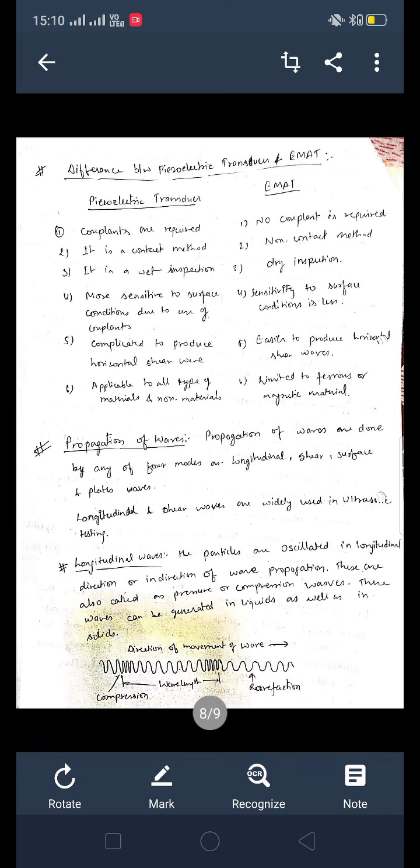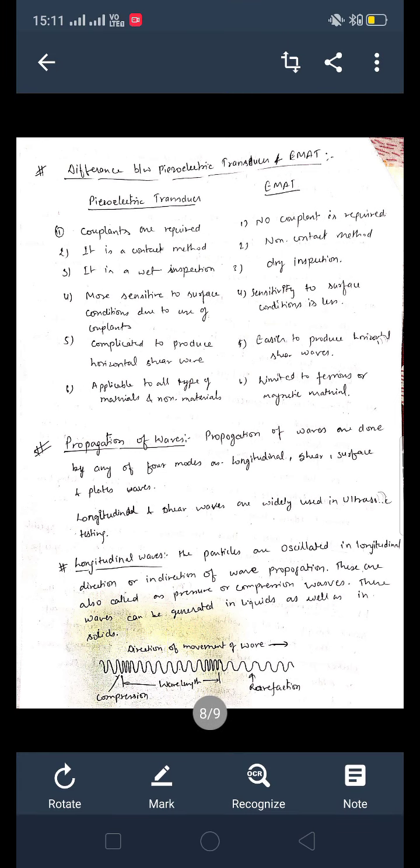Next point: it is complicated to produce horizontal shear waves with the piezoelectric transducer, and it is easy to produce horizontal shear waves with EMAT. Means the piezoelectric transducer faces problems producing the horizontal shear wave, but EMAT easily produces shear waves when the transducer is horizontal. A piezoelectric transducer also produces shear waves, but it is complicated. In case of EMAT, it is very easy to produce horizontal shear waves.